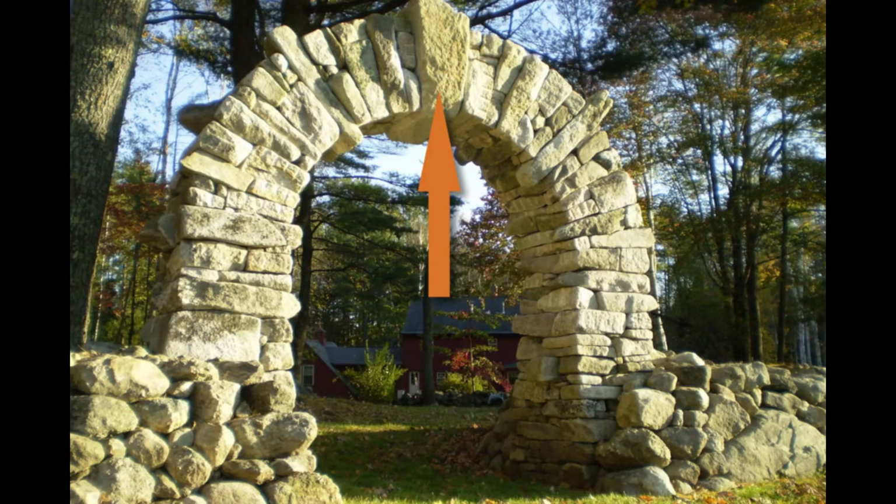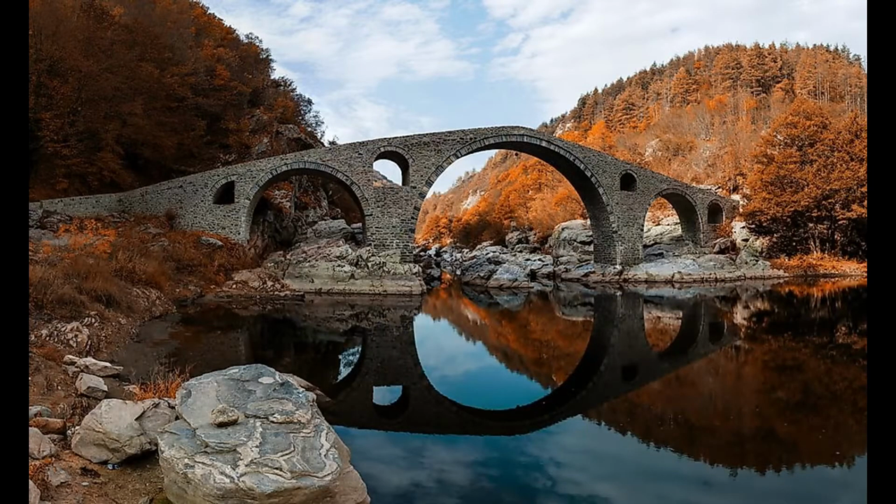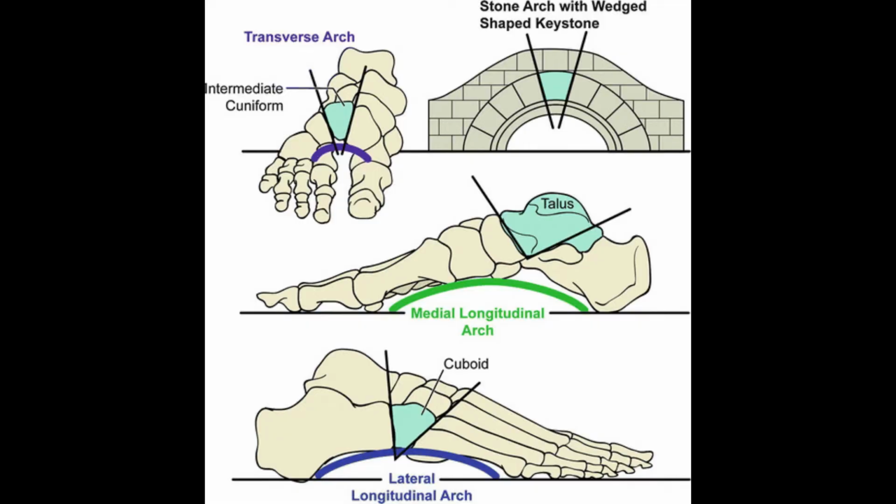A segmented structure can hold up weight only if it is built in the form of an arch. The foot has three such arches, which are present at birth: the medial longitudinal, lateral longitudinal, and transverse arches.